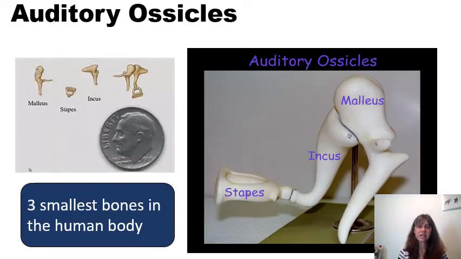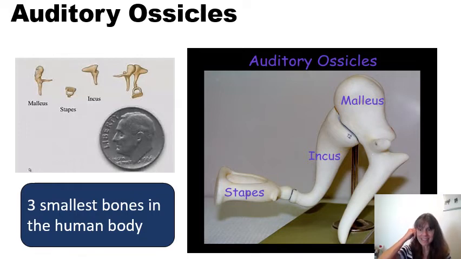This takes us to the auditory ossicles. These are the three smallest bones in the human body. You can see very easily how the malleus, incus, and stapes are so tiny compared to the size of a dime. And the malleus is going to be the most external of the three bones.